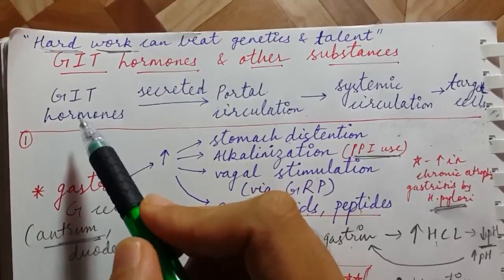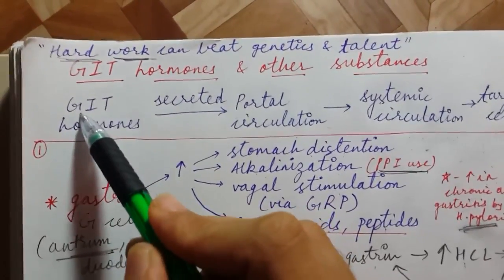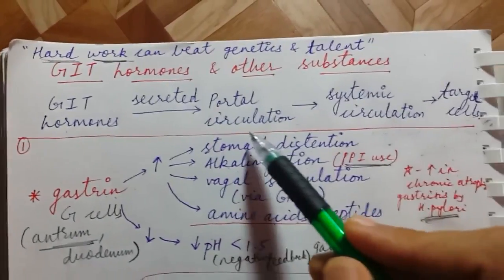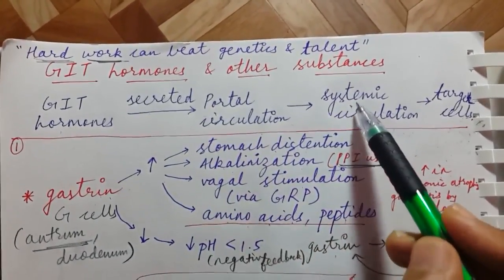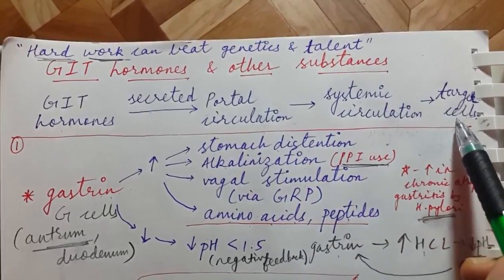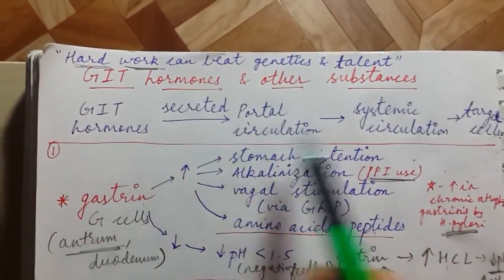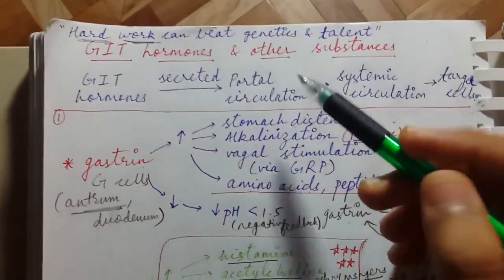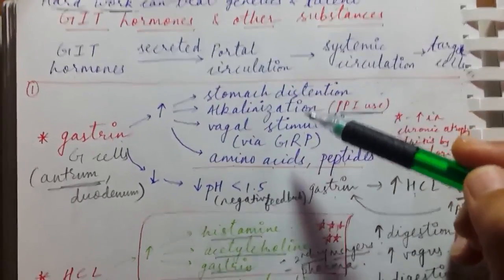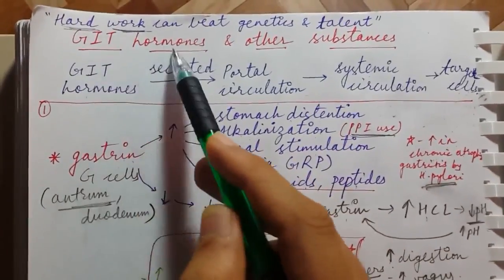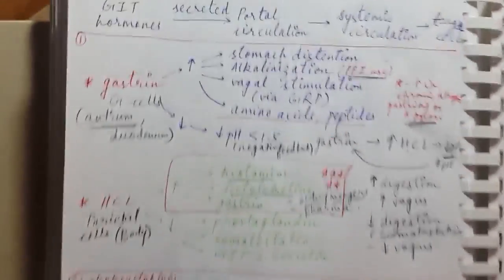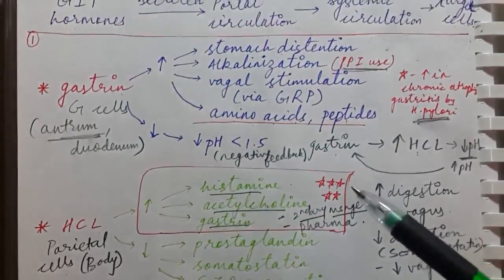First, remember a general rule. The rule is that GIT hormones are first secreted into portal circulation. From there they go to systemic circulation, and from systemic circulation they reach the target cells. So this is a general rule which you need to remember. I have divided the whole physiology of the GIT hormones into 3 parts, and we will discuss all the parts one by one.